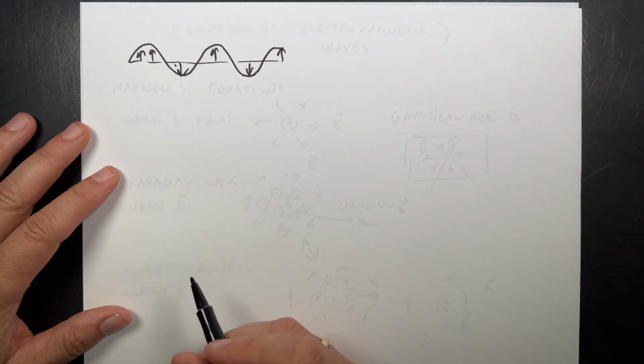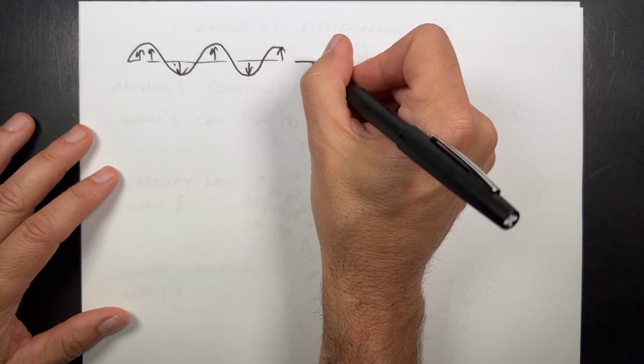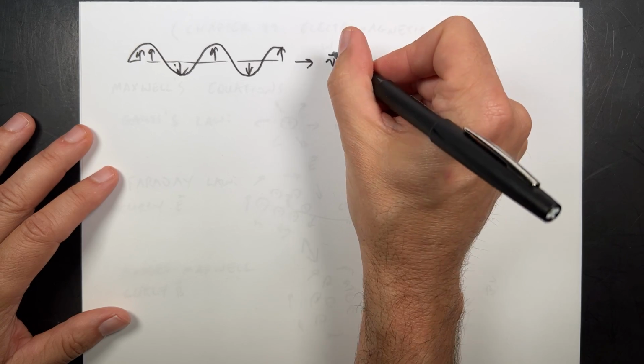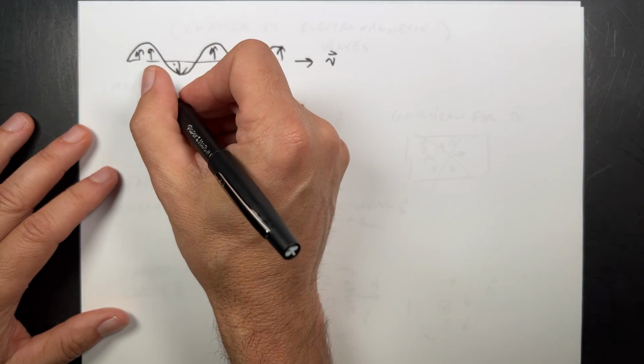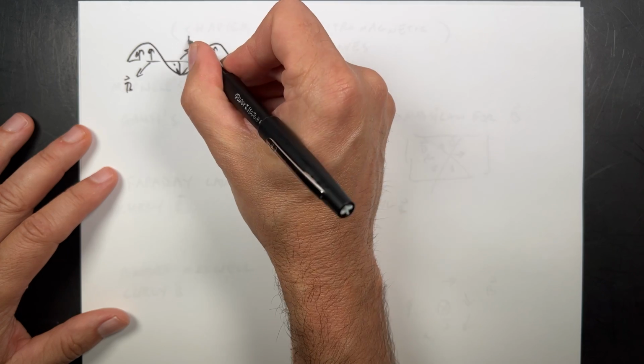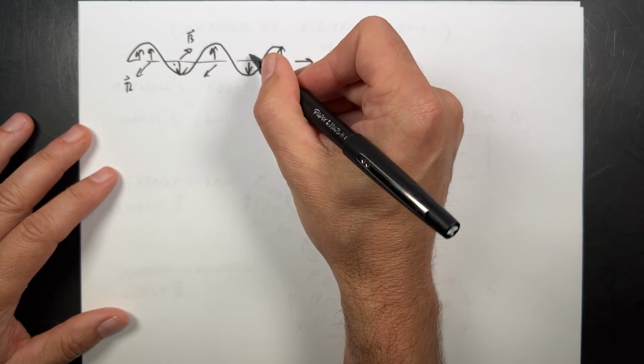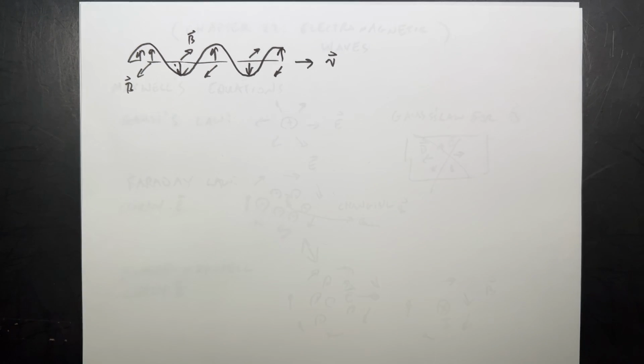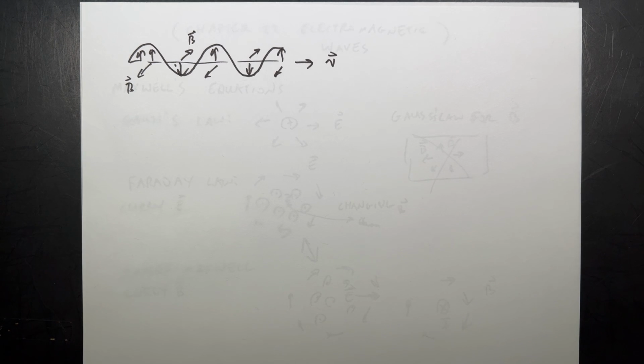That's the electric field. If the wave is moving this way at some velocity direction v, then the magnetic field is going to be this way, perpendicular to that. And that's an electromagnetic wave. That's kind of a good picture.